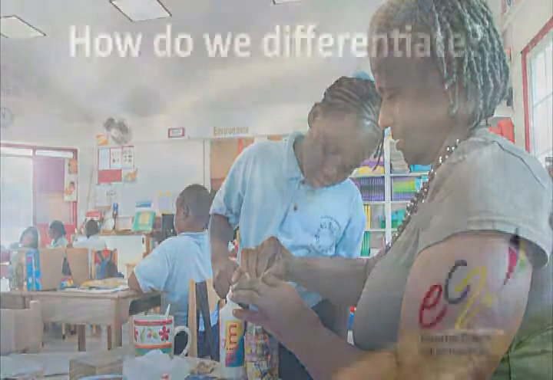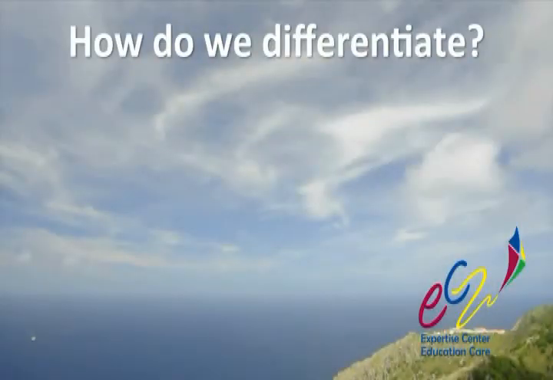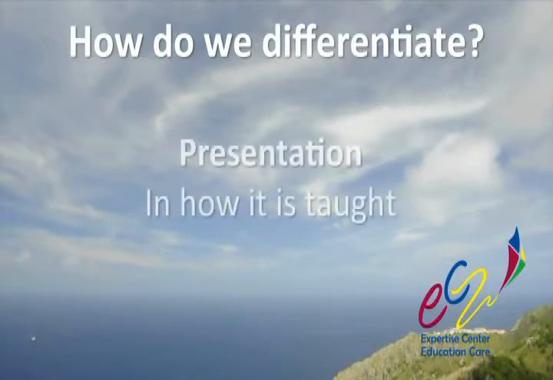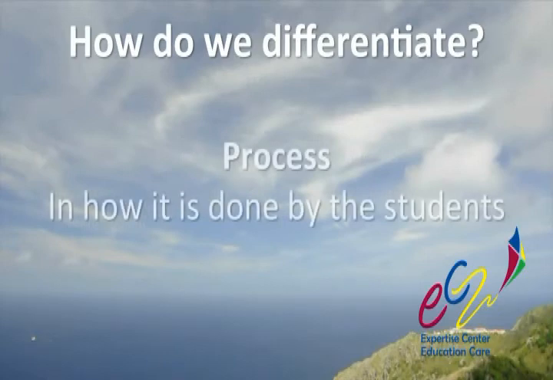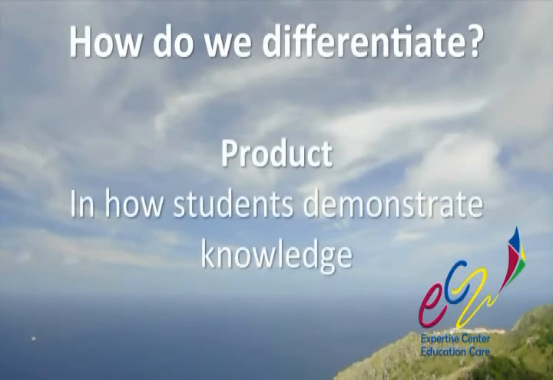How do we differentiate? Let's call it the 3 P's. There are 3 ways we can differentiate. Presentation, in how it is taught. Process, in how it is done by the students. Product, in how students demonstrate knowledge.